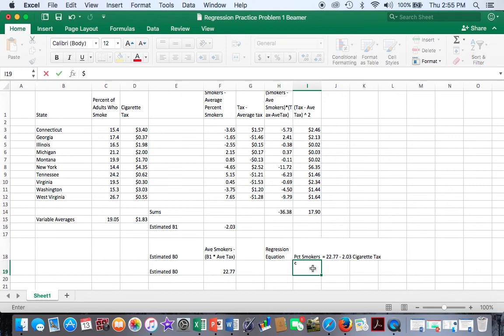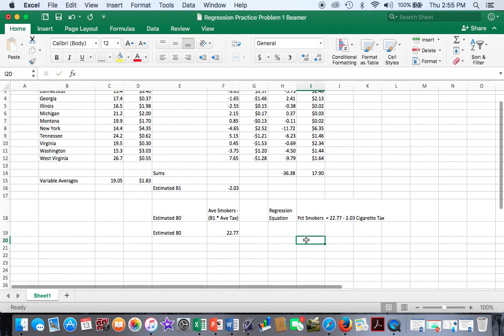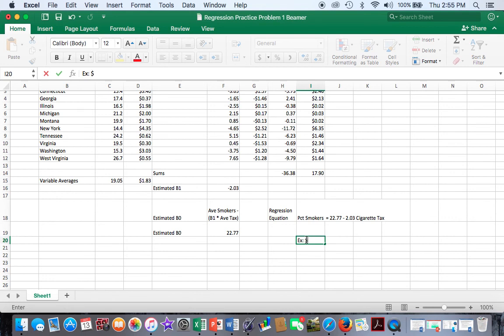For some reason, my printing isn't cooperating. Let's go down one here. So that would be 14.65% smokers. Okay, and so this is just a brief example to walk you through the mechanics of it.